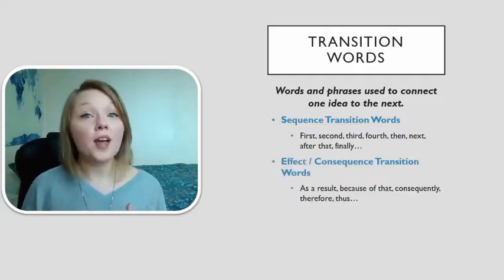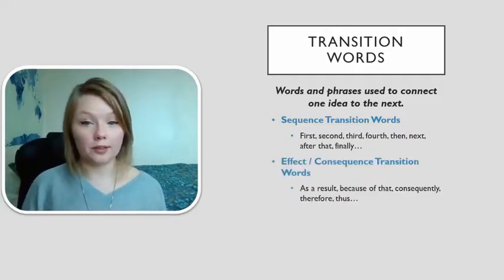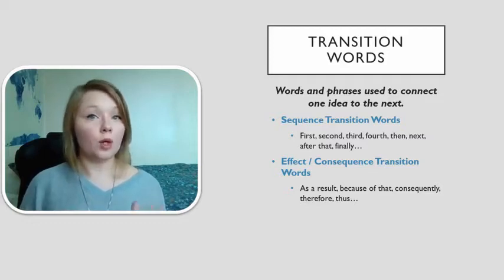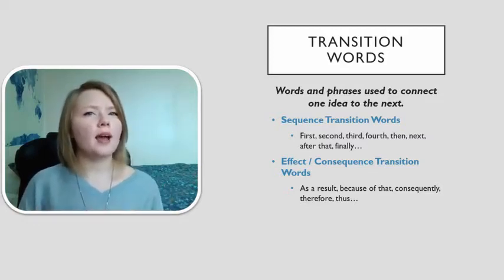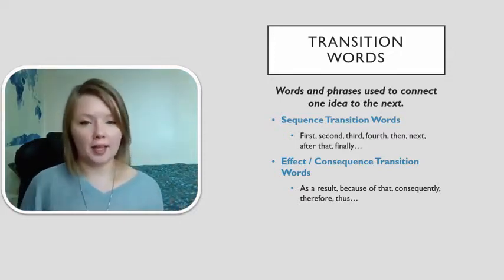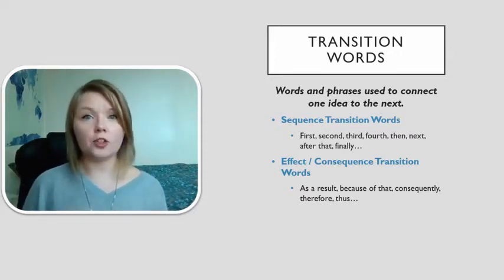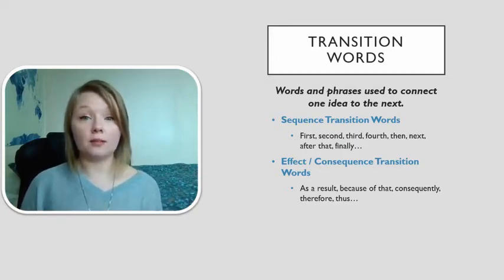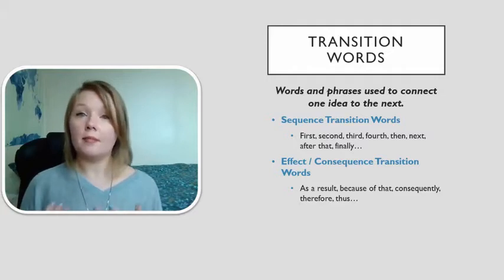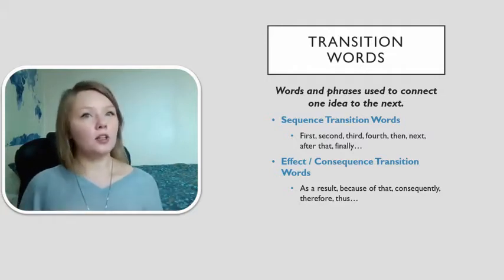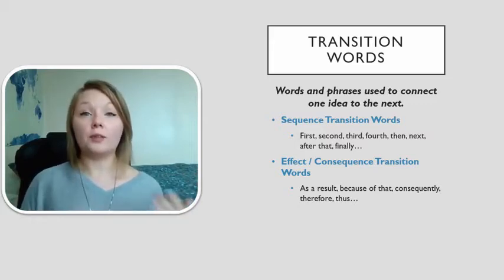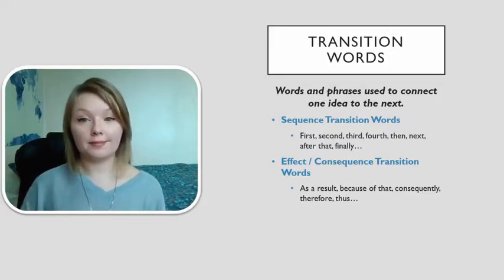Next we have effect and consequence transition words. These are words and phrases that we use when we want to talk about why something happened or the effect that something had. These are terms like as a result, because of that, consequently, therefore, and thus. For example, I learned English. As a result, I made some friends who also speak English.